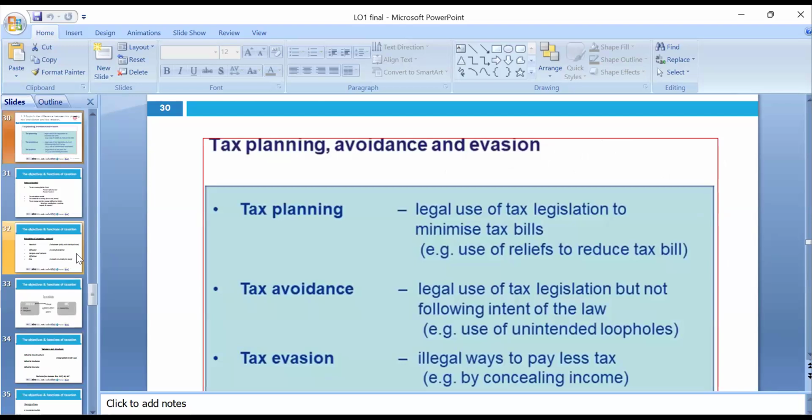Okay, tax planning is the legal use of the tax rules to minimize the tax bill. Avoidance is within the legislation, but not following the intended law, using unintended loopholes. Evasion uses illegal ways to pay less tax, by concealing.